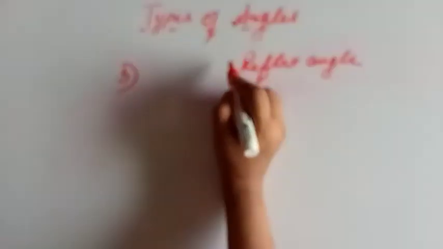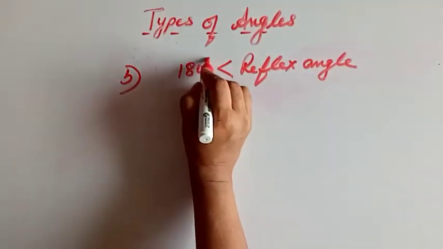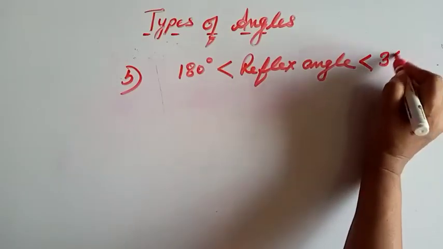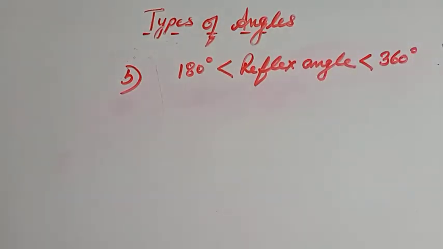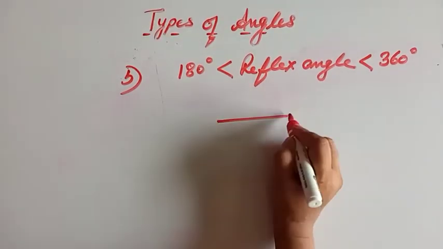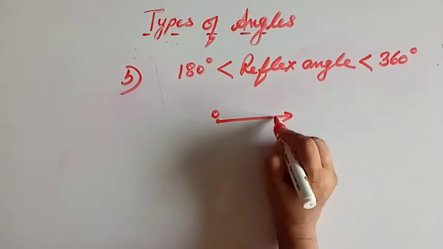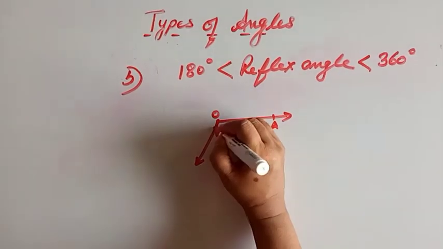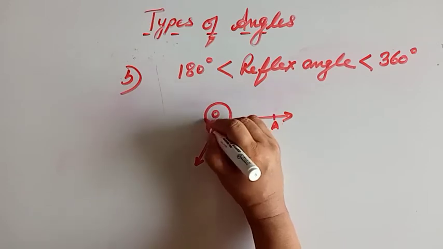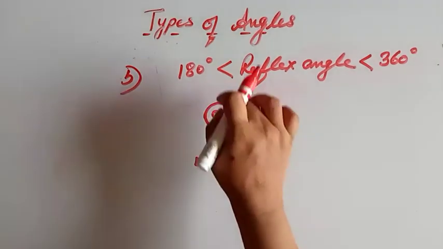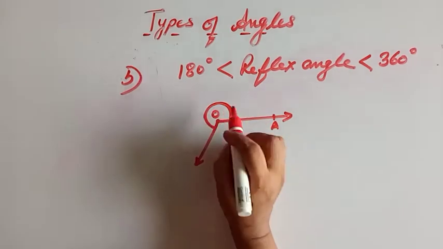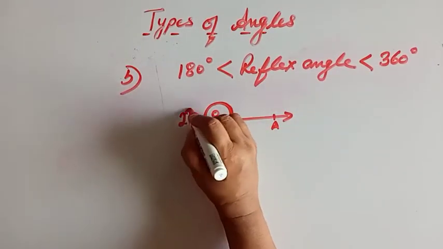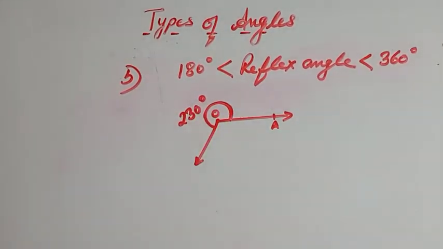Reflex angle is an angle which is more than 180 degree but less than 360 degree. Clear? Now here suppose this is point O, this is A. If I draw an angle here like this, you have to make the sign of the angle at the outer side. Suppose it is 230 degree. So 230 degree is always a reflex angle.